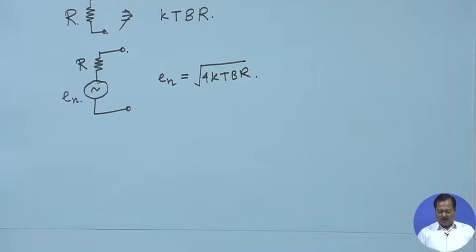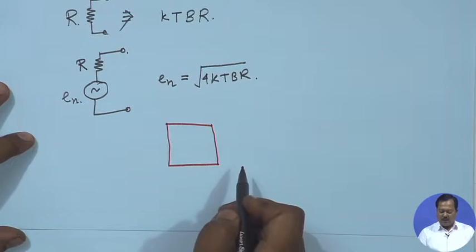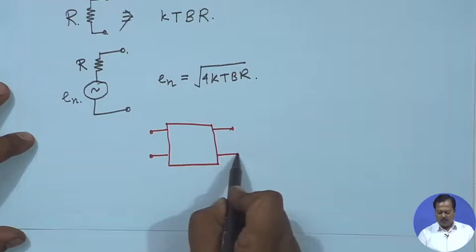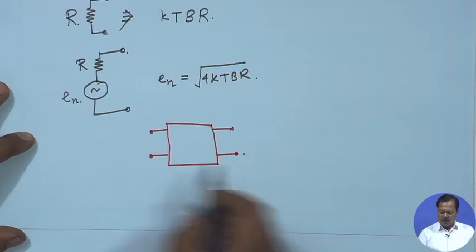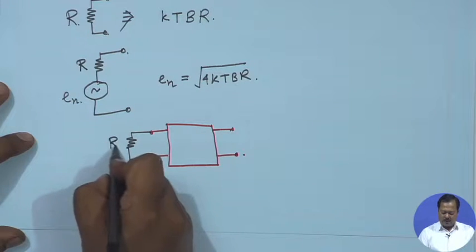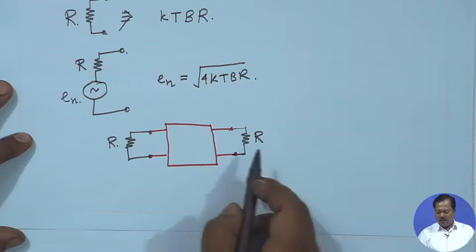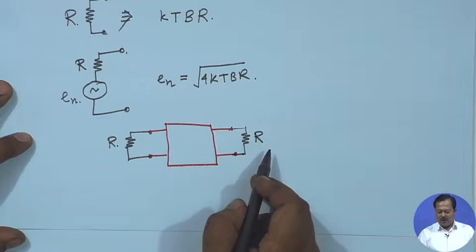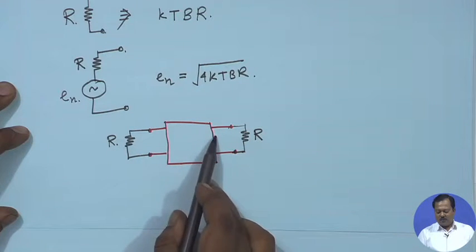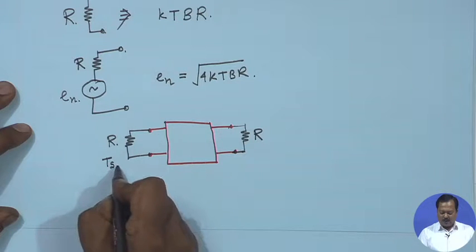Okay, let us consider one scenario. If we have any component, it can be a passive component, it can be an active component. Now, we are using it in this system. Let us say one source is connected to this component, source resistance is given by R and it is matched to a load that is also given by R. We are considering a matched scenario. So, this input side is matched to resistance R and the output side of this 2-port component is also matched to R, and the source resistor is at a temperature Ts.